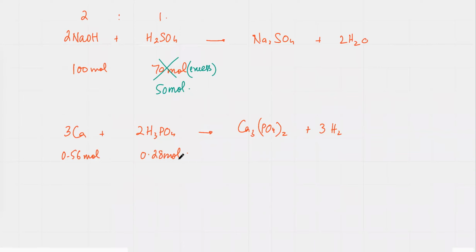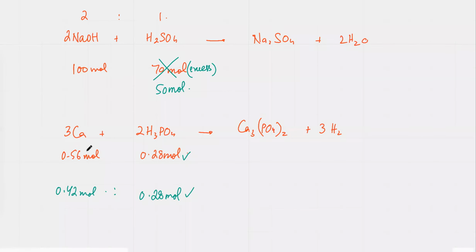So let's think of H3PO4. Let's assume that 0.28 moles are reacting fully. Can you tell me, according to the ratio, how many moles of calcium would react with it? 0.28 divided by 2 into 3. I'm just assuming that 0.28 reacts fully. 0.42. So if it reacts fully, it needs 0.42 moles of calcium. That means calcium is the one that's in excess because you just need 0.42 moles in the reaction. 0.56 is more than the required amount.